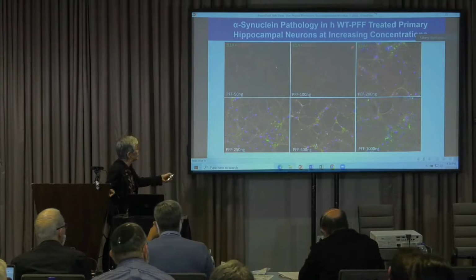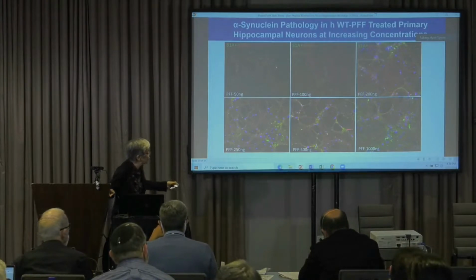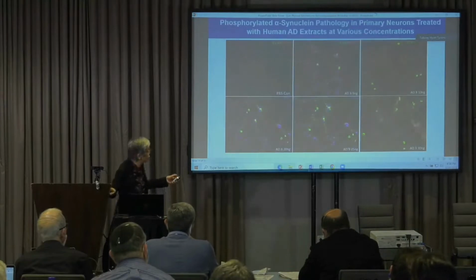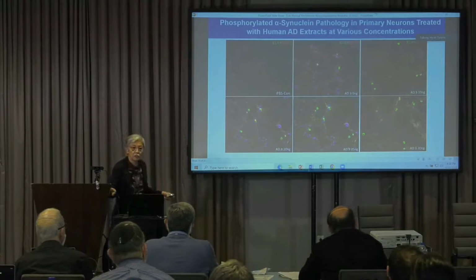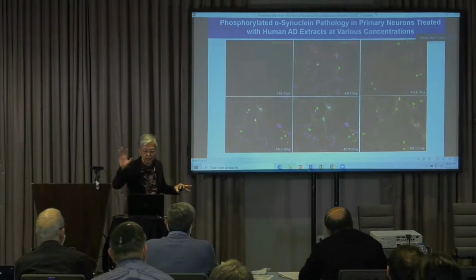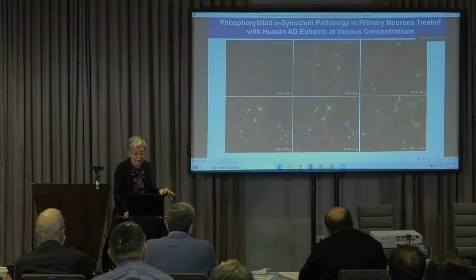This is really mostly neuritic pathology. There are few cell bodies. Occasionally you can see some, but very few. Now, if you look back here, this is mostly cell body. Okay, so right away the PFF and the Lewy body derived from human brain are different.